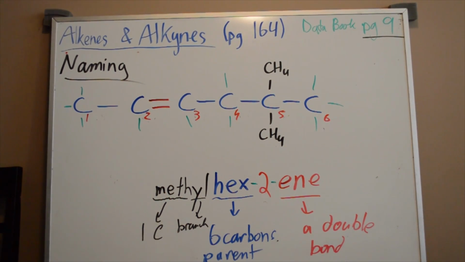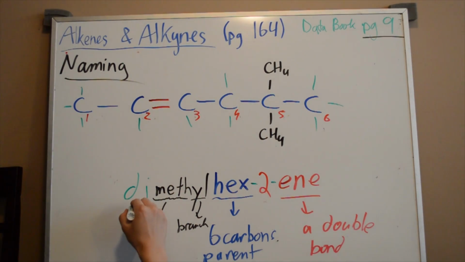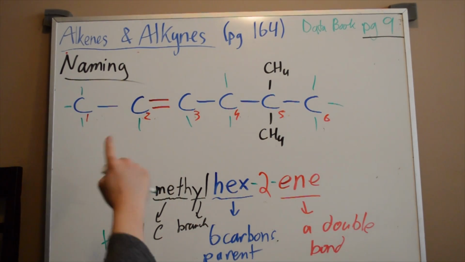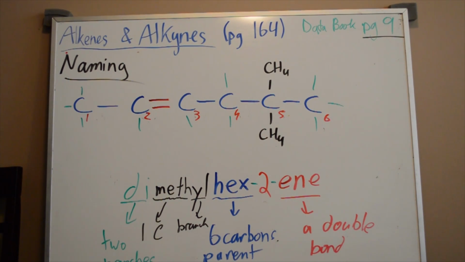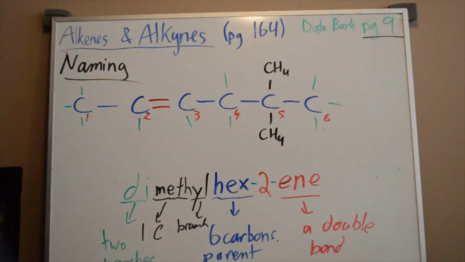Problem: methyl just means we have 1 branch. How many branches do we have? We have 2 branches there, so we have a dimethyl. The di refers to the fact that we have 2 of these same 1 carbon branches. Are we done? No, because if we just say dimethyl hex 2ene, these branches could be on any carbon. They are specifically on the 5th carbon. So what do we have to do about that?